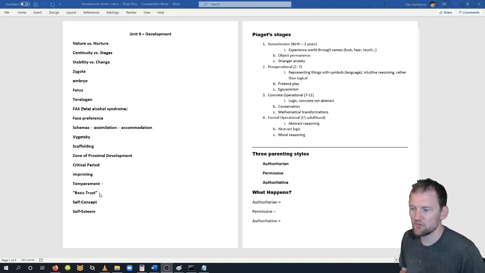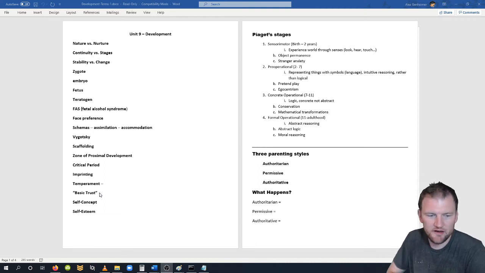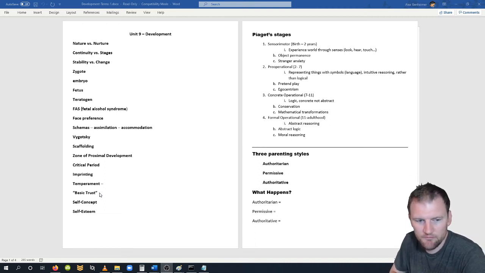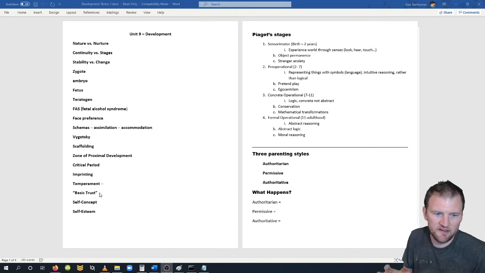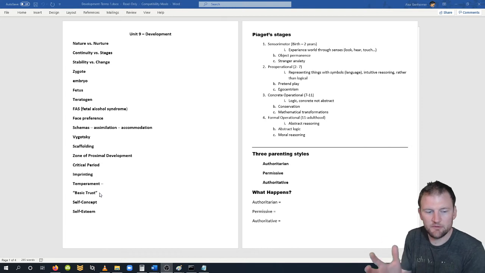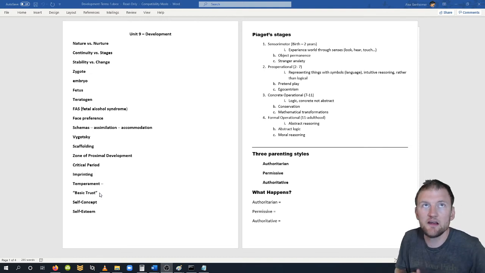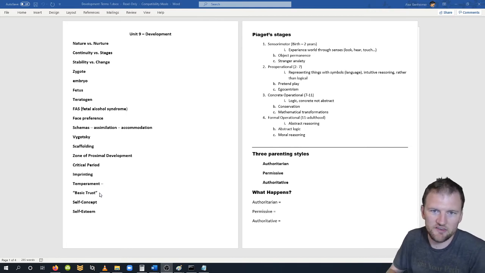Self-concept and self-esteem are two similar but still different ideas. Self-concept is kind of how well you know who you are, the concept of who you are, and then self-esteem is how good you feel about yourself. So you can have a high self-concept, low self-esteem if you are very aware of who you are, but you don't like who you are. Or you can have a high self-esteem, you're very positive about yourself, but you don't really know who you are, which would be a low self-concept, high self-esteem.